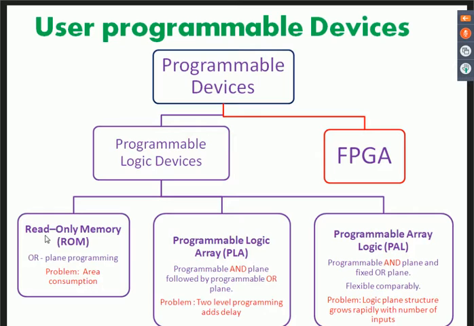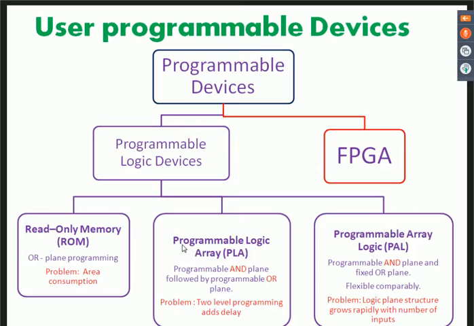Now if you look at the read only memory, here we have the OR plane, which means there are OR gates put up and we have to reprogram the OR gates to get the desired functionality of a system. But since we are doing OR programming, that means the OR gates are programmable, there will be more area consumption. There will be more area consumption because there are a fixed number of OR gates available, but we may not use all the OR gates effectively for designing the system. That's why there is loss of area. That is, area consumption is very high if we go for using read only memories.